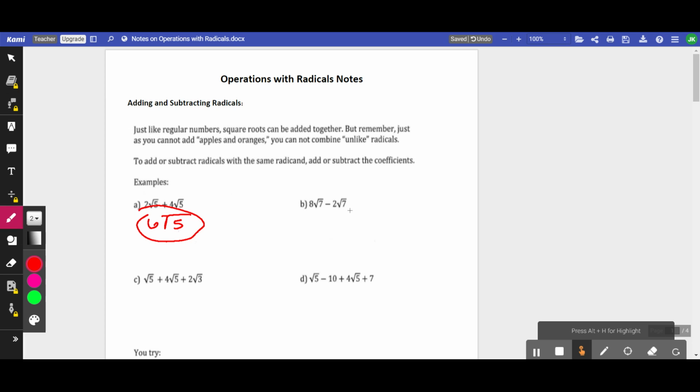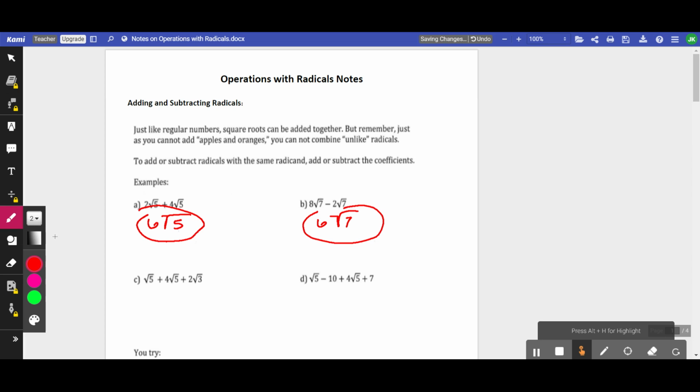And then for the one beside it, you can do the same thing. So these are both square root of 7 then. So you're just doing 8 minus 2. So these can be combined because they have the same number under your radical symbol. So this would be 6 square root of 7 then, for subtracting the 8 and the 2.